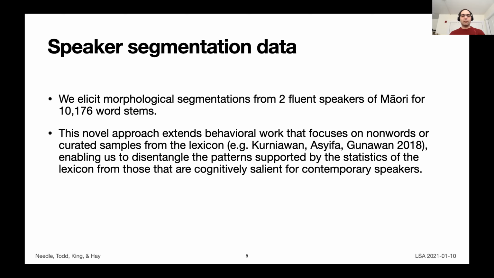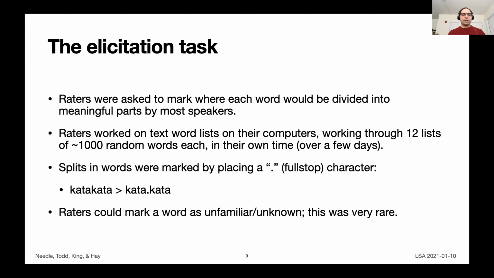So our data includes morphological segmentations from 2 fluent speakers of Maori for about 10,000 word stems. Our elicitation approach extends on similar work, which is focused on non-words or very small stimuli sets in other languages. So raters are asked to mark where each word would be divided into meaningful parts for most speakers. So we're trying not to get into teaching them morphology or semantics, but still get them to tap into avoiding a purely surface level segmentation.